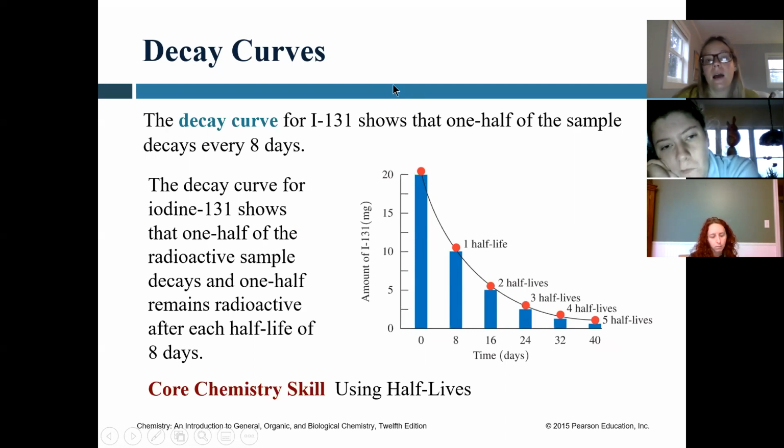Looking at iodine 131, the half-life of this thing is 8 days. That's going to be unique to the material, okay? But it's consistent within the material. So iodine 131 will always decay at a half-life rate of 8 days. So half of it will be gone in 8 days. Half of that will be gone in another 8 days. Half of that will be gone in 24 days, so on and so on.